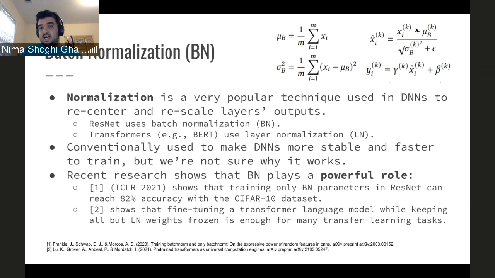The idea is essentially you take the input x_i, and x hat is the z-score of that input, so we normalize it, and then we end up shifting and scaling the normalized value, which is this z-score. And this gamma and beta are parameters that we learn over time. Recent research has shown that batch normalization is very powerful. There's a paper in ICLR that shows that just training batch normalization parameters and leaving everything else random can reach 82% accuracy on CIFAR-10, which is very impressive.